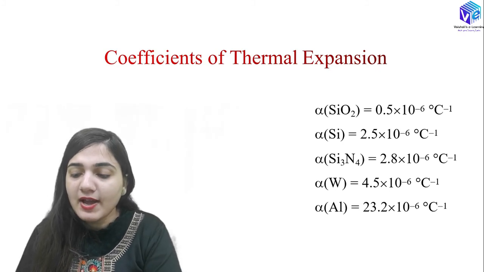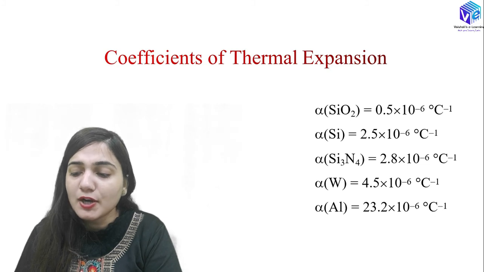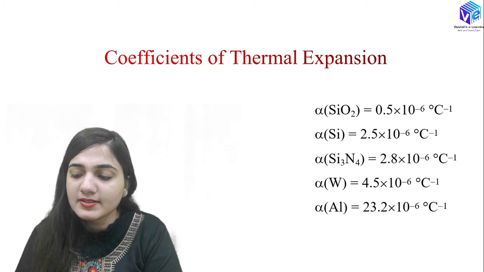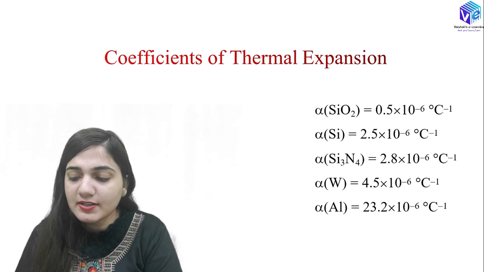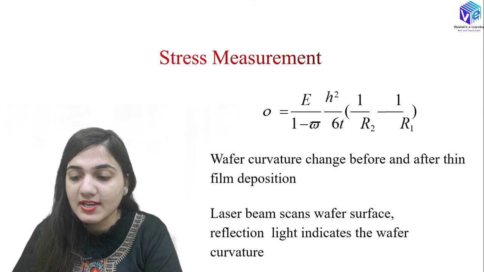Okay, so now silicon nitride, Si3N4, has an alpha of 2.8 times 10 raised to the power minus 6 per degree Celsius. For tungsten it is 4.5 times 10 raised to the power minus 6 per degree Celsius. For aluminium it is 23.2 times 10 raised to the power minus 6 per degree Celsius.